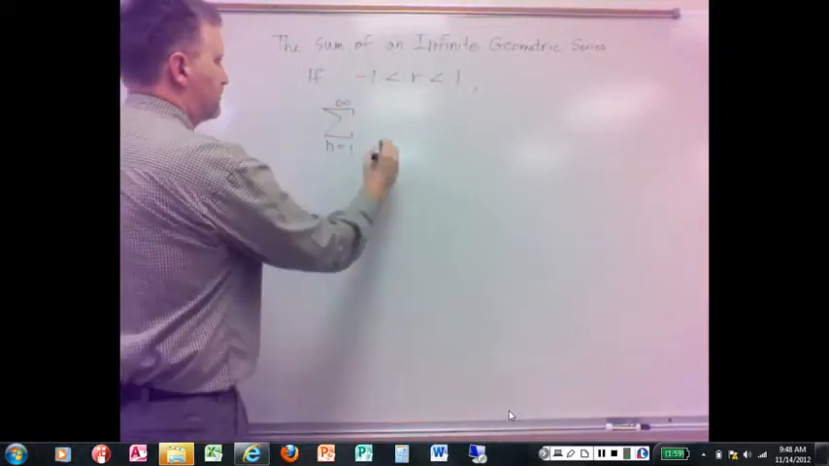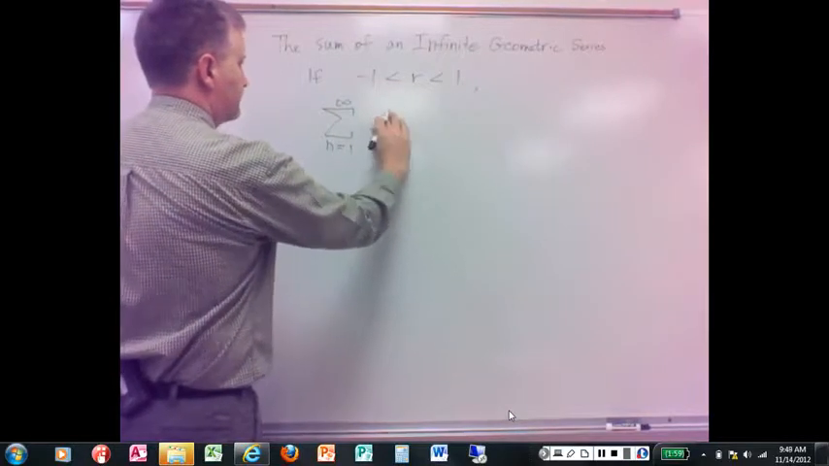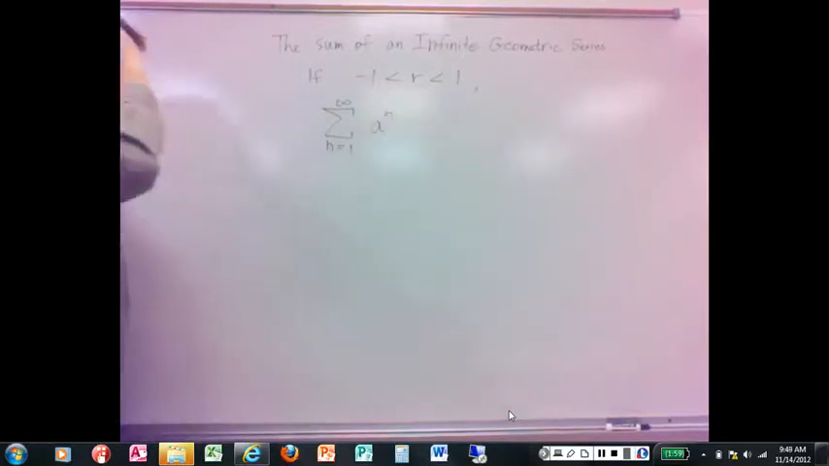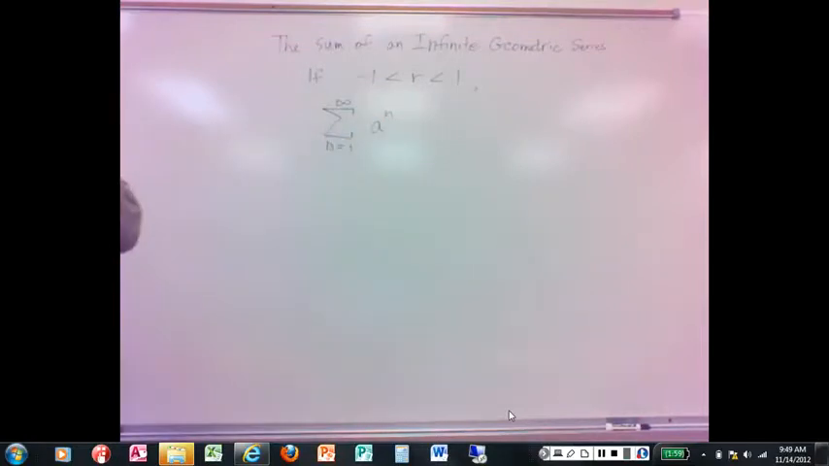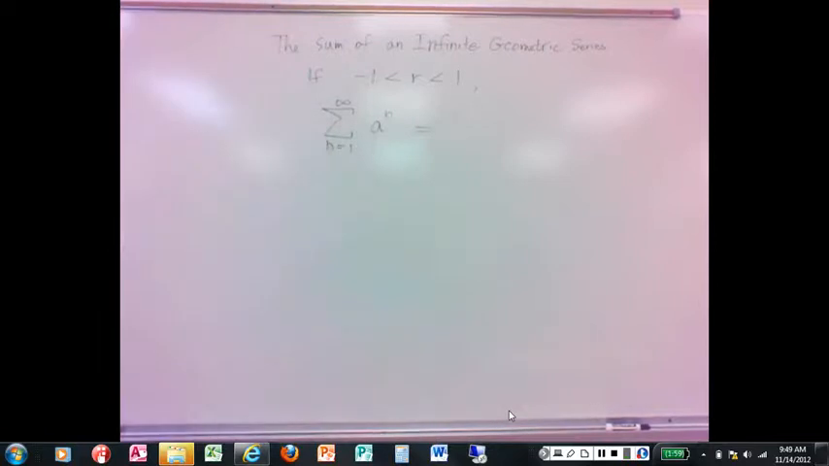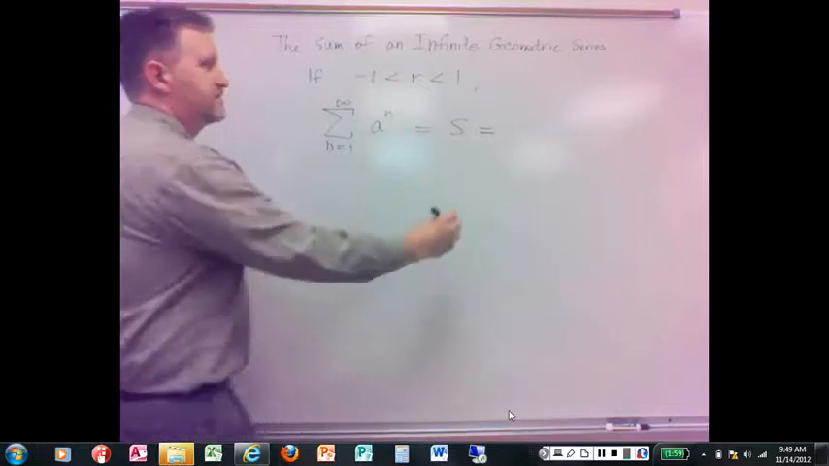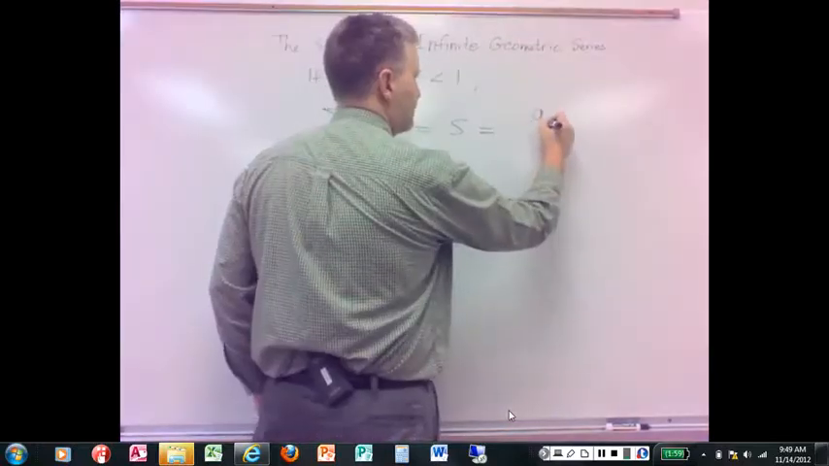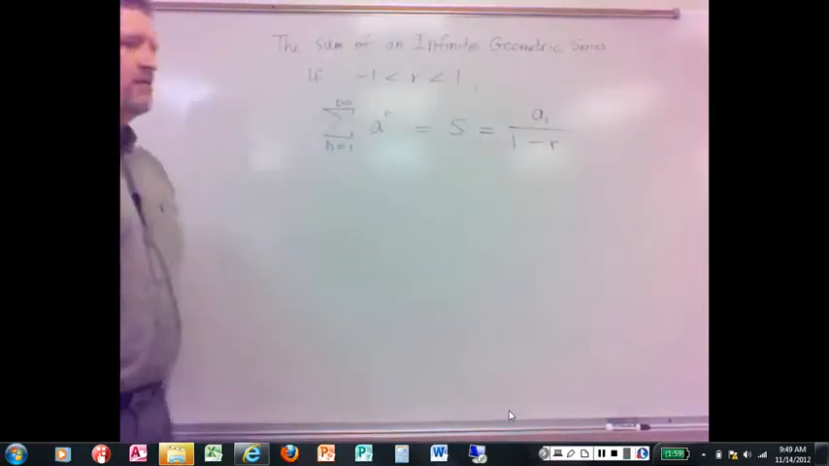one way it could possibly look is like this. I mean, you can have some variation. A is just the base, but the n is the index. So we do have a geometric series. Turns out that equals S, they'll call it, and that equals, it's A1 divided by 1 minus R.